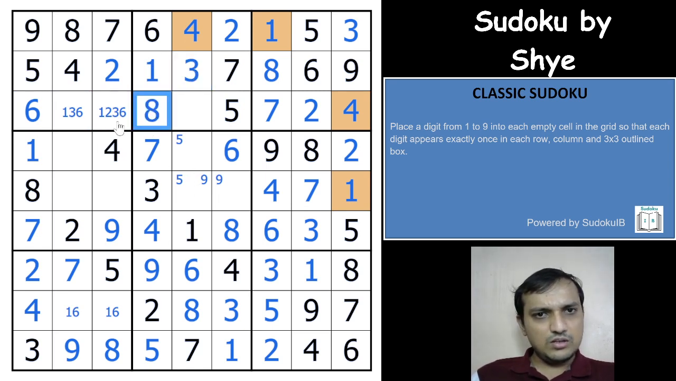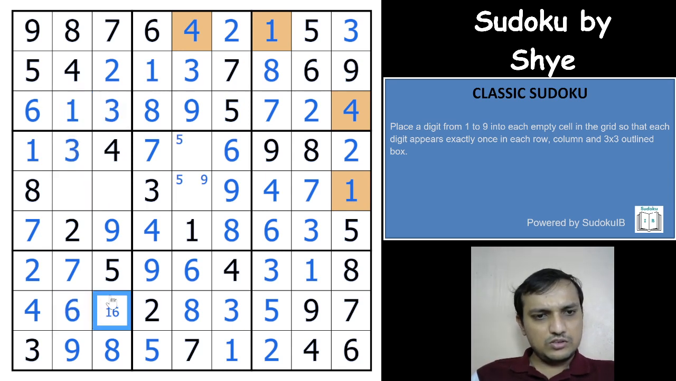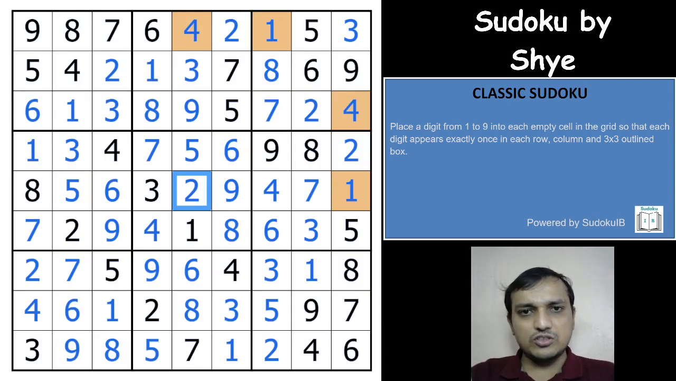This is 8, that is 9. Okay, 5, 6 and 3, so this is a 3, 3, 1, 6, 1, 5 and 6, right? So this is 5, that is 6, that gives you a 5 here, and that gives you a 2 here. And with that we complete this excellent gorgeous Sudoku by Shye.